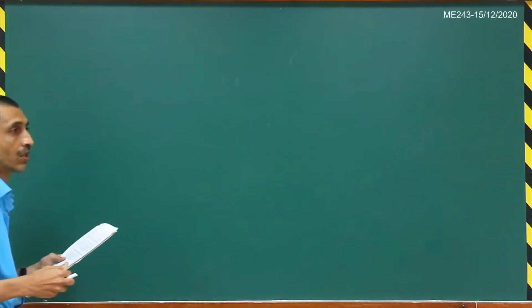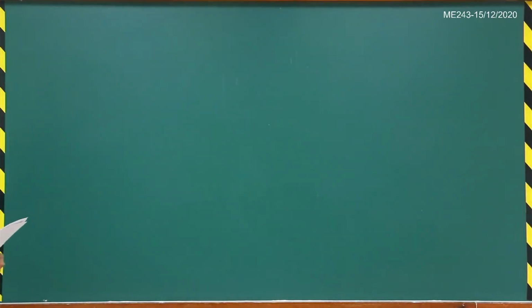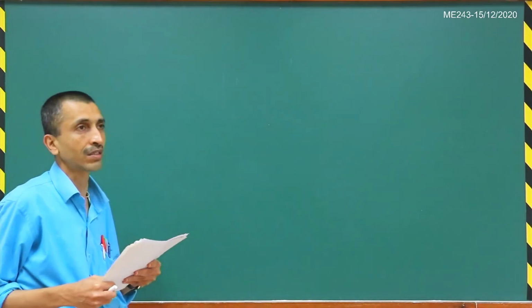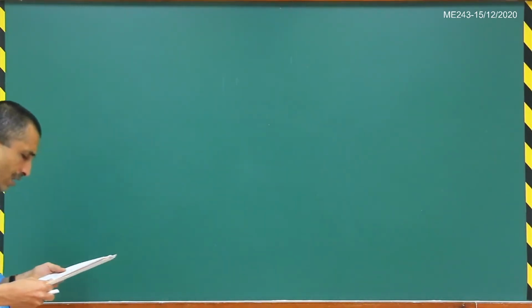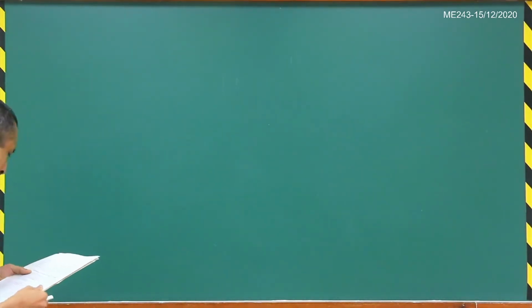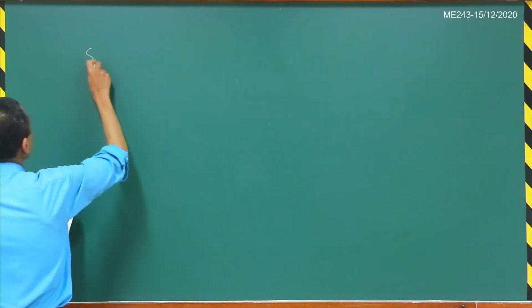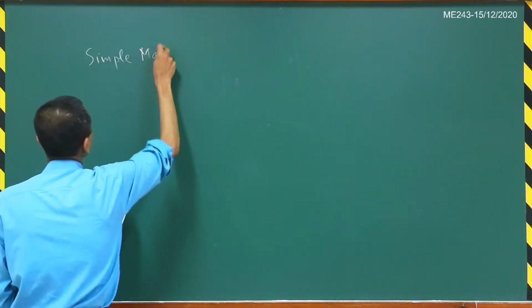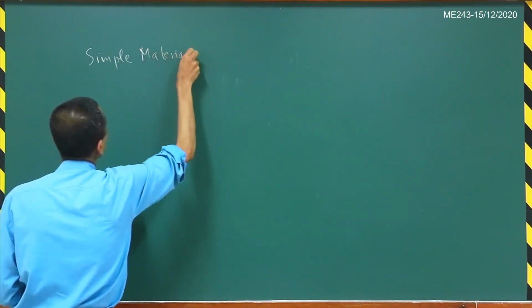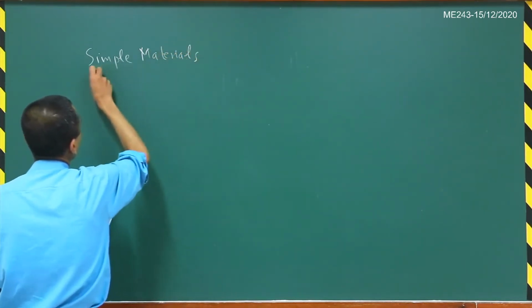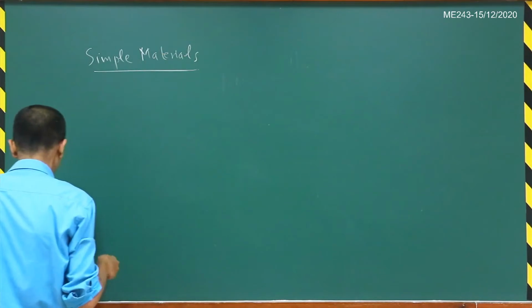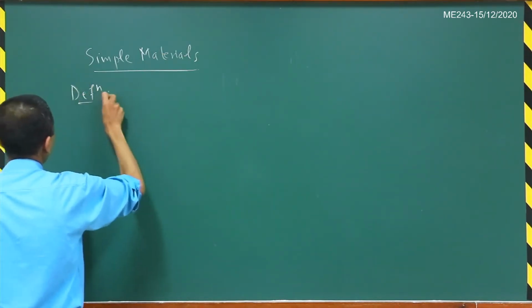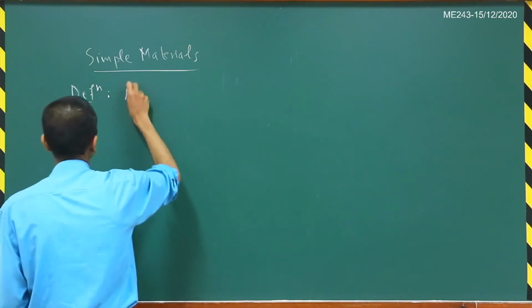Actual constitutive relations for some materials. So the first category of materials that we are going to consider is what is known as simple material. So let us just talk about this simple material. Let me first define what I mean by the simple material. The definition: a material is said to be simple.